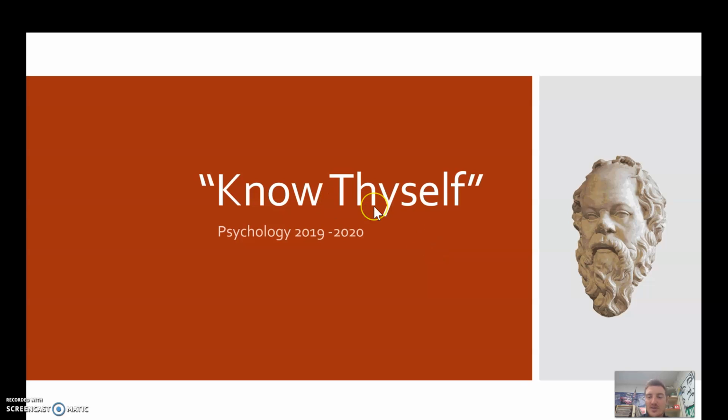All right, so it says know thyself right there. If you know who this person is over on the right, it's actually Socrates. And I'm going to talk a little bit about Socrates and who he was, because it's very important to know who he is to understand psychology. And I'll tie it all together so it makes sense for us too. See if it goes to the next slide here.